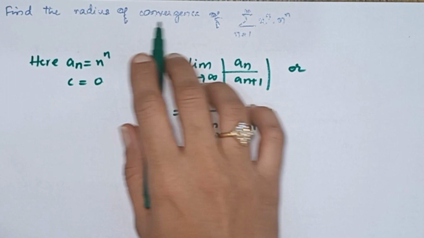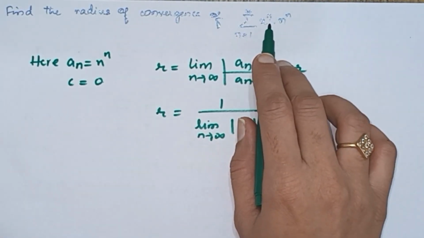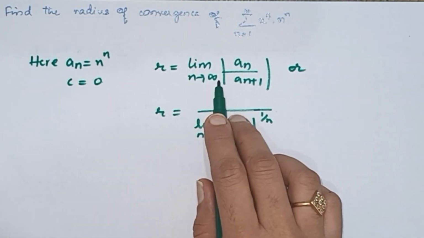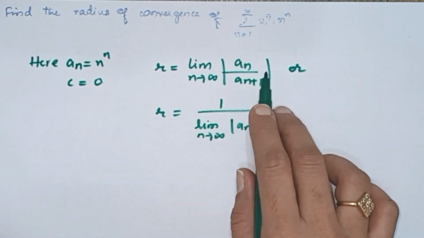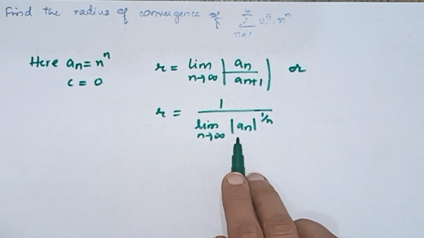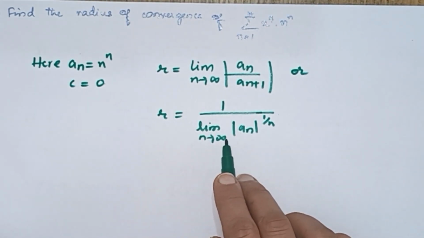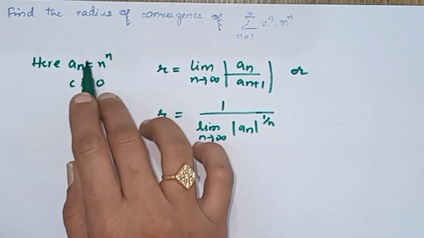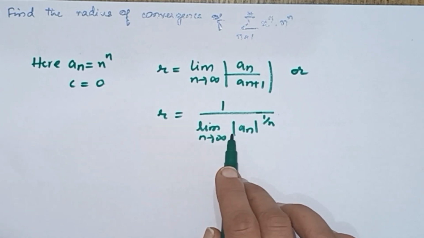Find the radius of convergence of this series. See here, the center is 0 and a_n is n to the power n. I told you there are two ways of finding the radius of convergence. One is using the ratio, or else using this formula, r equal to 1 by limit n tends to infinity of |a_n| to the power 1 by n. So now in this case, I will make use of the second formula because simplification becomes easier here.